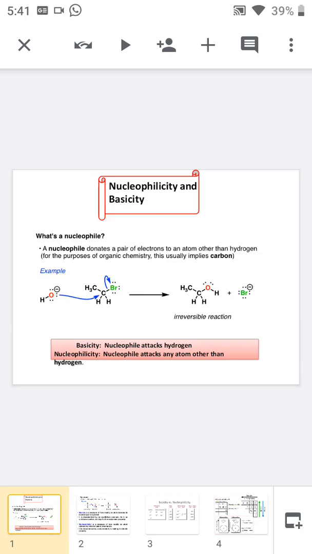So, what do you mean by a nucleophile? A nucleophile means a species which donates a pair of electrons to an atom other than hydrogen. For example, OH minus ion donates a pair of electrons to the carbon, and this reaction is an irreversible reaction. So the strength of the nucleophilicity is determined on the basis of the rate of a reaction.